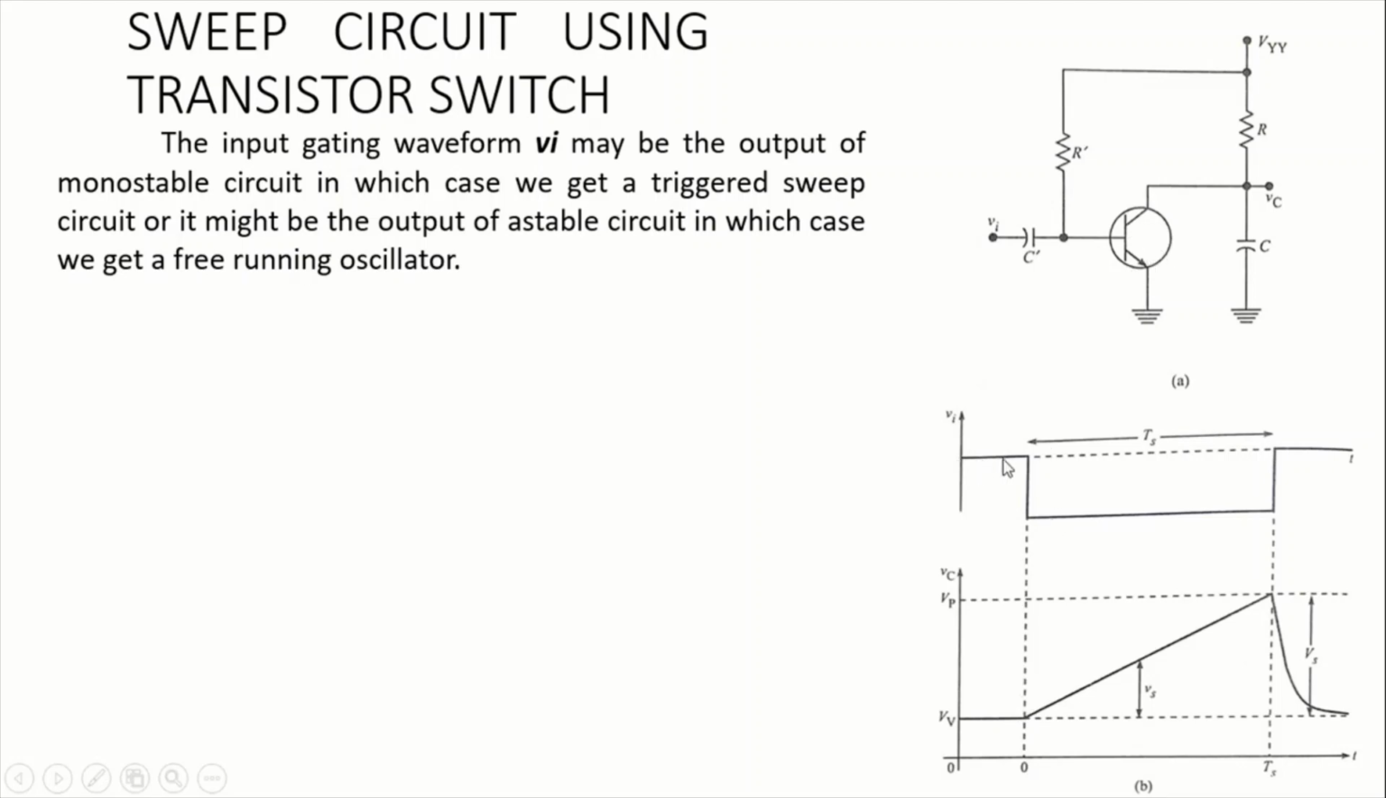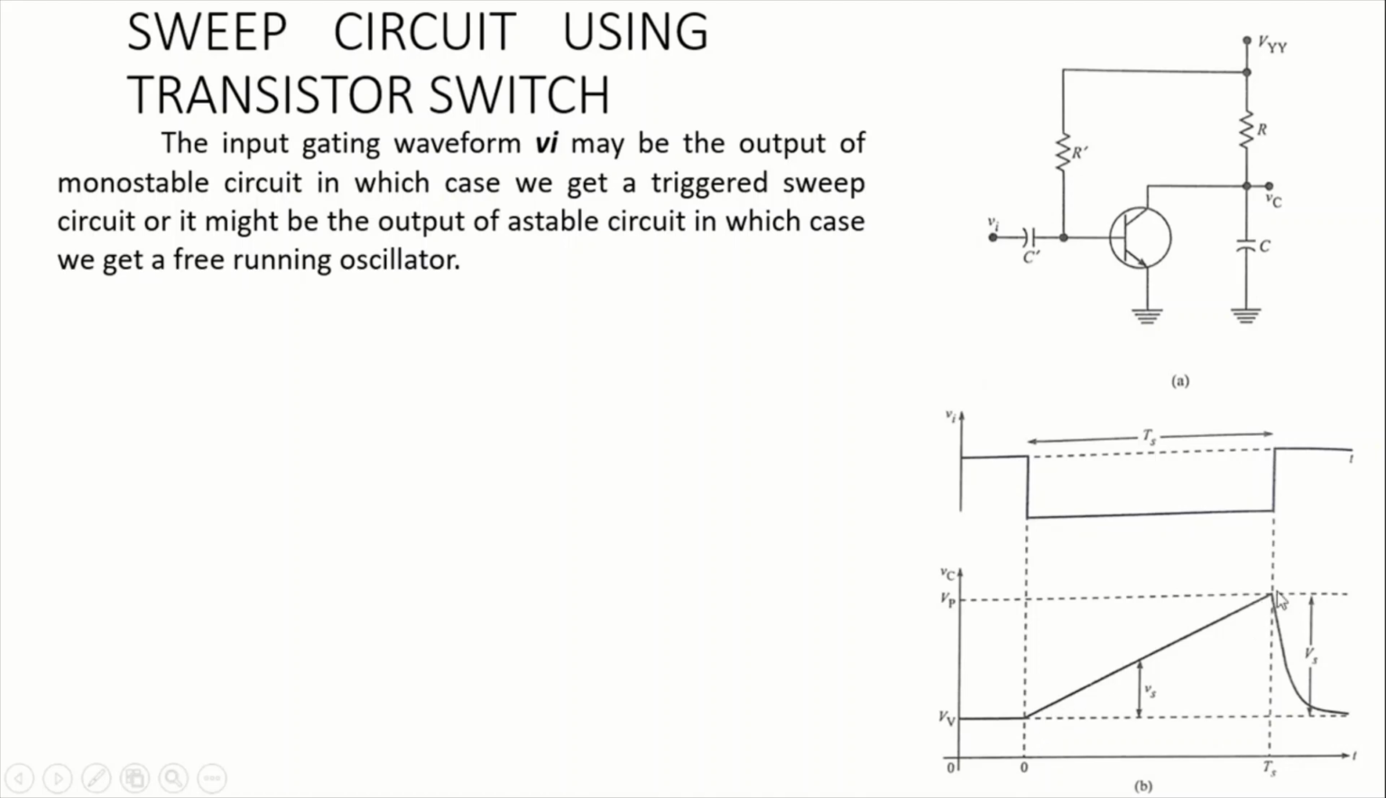Now when this input signal is lowered, when it goes in the negative direction, this negative trigger is applied to the base of the transistor, which makes this BJT transistor completely off because of this negative input. When the transistor gets turned off, it doesn't have any connection with the capacitor. Now this capacitor charges from the supply VYY through resistor R linearly as shown in the figure. Before applying this negative input, at t less than 0, the output is a minimum value of Vv, and when this negative trigger is applied, after t equal to 0, the BJT transistor turns off and the capacitor starts charging.